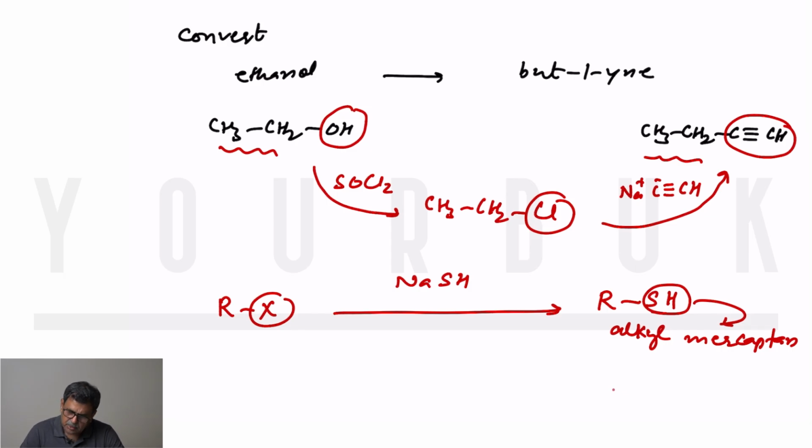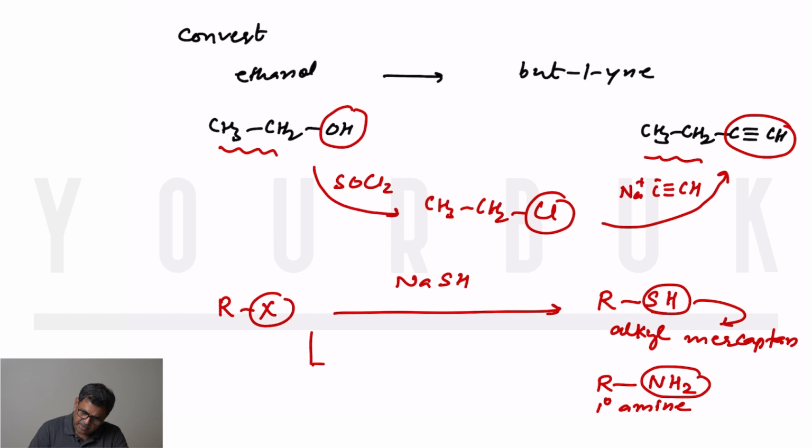Similarly, suppose my aim is to prepare this one. This is called an amine, in fact a primary amine. Any compound containing an NH2 group is called a primary amine. So what I do, I react this compound with ammonia. Ammonia can act as a nucleophile because it has a lone pair of electrons present. So basically I can change my X into any functional group of my choice.